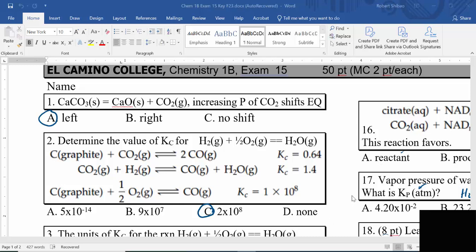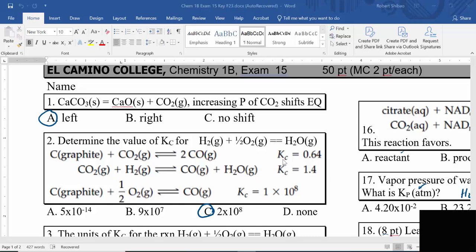All right, number 2, actually, determine Kc for this. So this is kind of Hess's law. So the way I do this is I want 1 mole of hydrogen. I'll have 1 mole of hydrogen here, and none of the others give it. So I'll use this equation here. And then I want a half mole of O2. And I have a half mole of O2 here, so I combine these 2 equations.